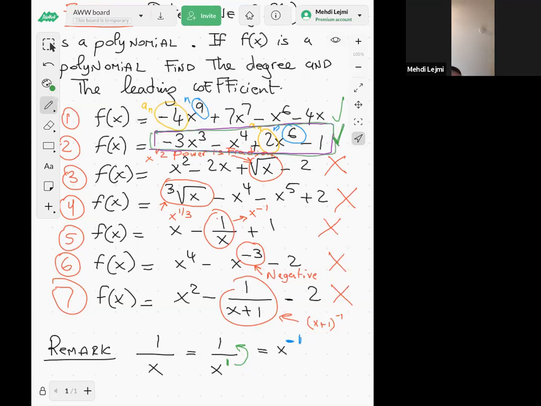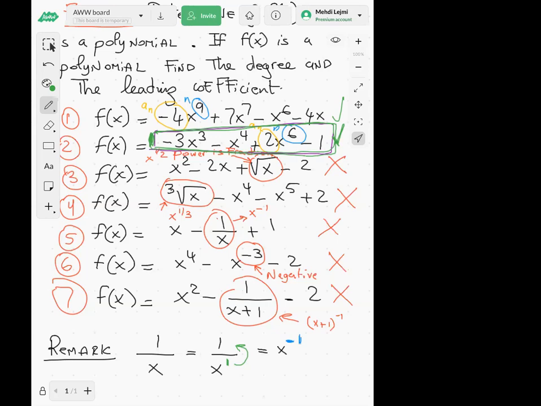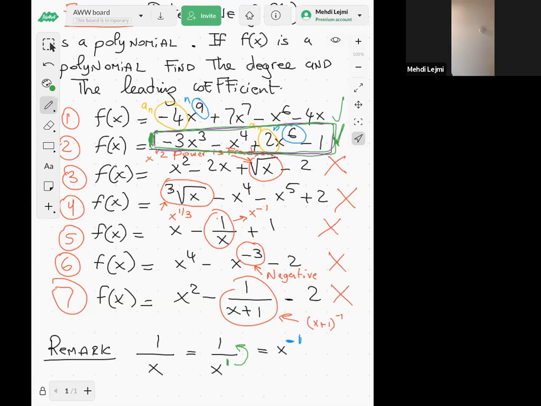I didn't say that -3x cubed is not a polynomial. I said the whole function f is a polynomial. When you say polynomial, I'm talking about the whole function, not just part of the function. So the whole function in number 2 is a polynomial, and that's because all the powers of x are positive whole numbers. Here, this is power 3, so that's good.